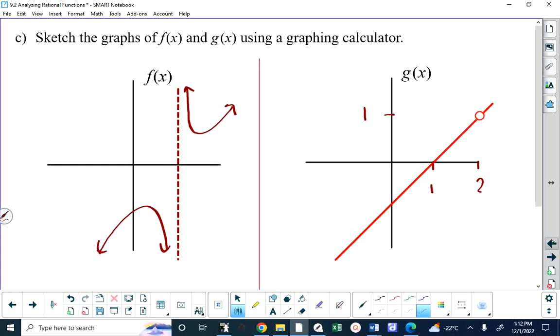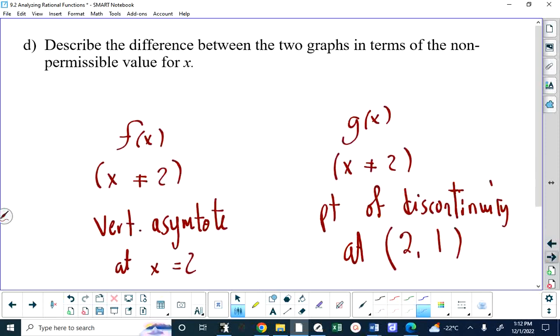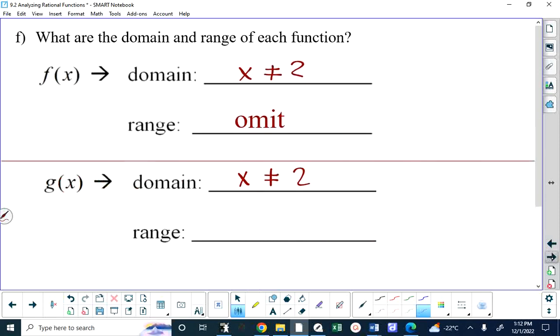So if that hole is at (2, 1), 2 is an x coordinate, 1 is a y coordinate. When we say x can't equal 2, that means y can't equal 1. X and y are not allowed to be the respective values of the coordinates in the hole. So y is not allowed to be 1.